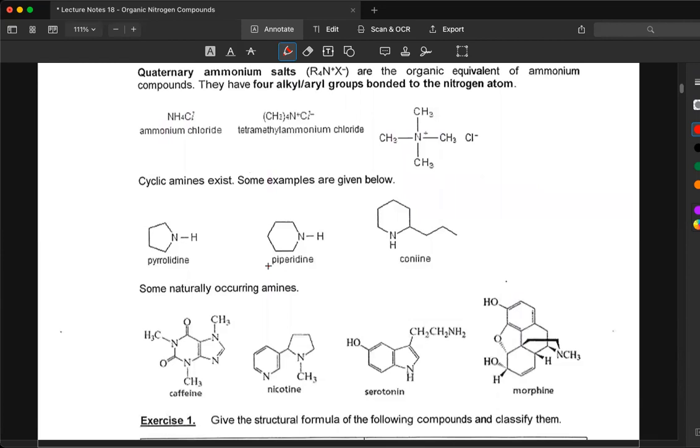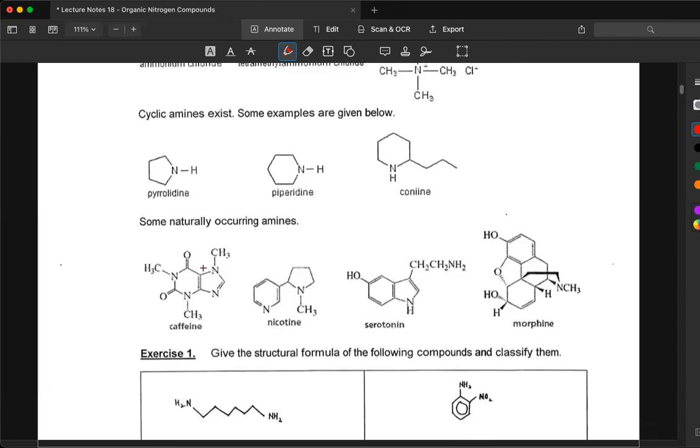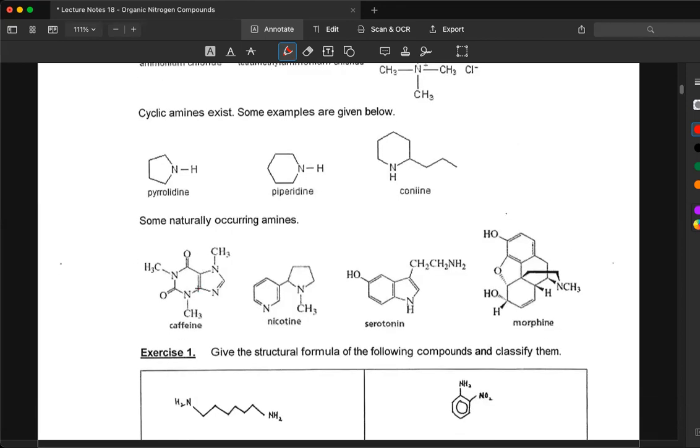Cyclic amines do exist. Here are some examples: pyrrolidine, piperidine, and choline. Right here, I just have some examples for you. Some naturally occurring amines include caffeine, nicotine, serotonin, morphine.